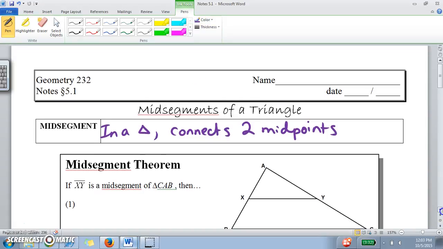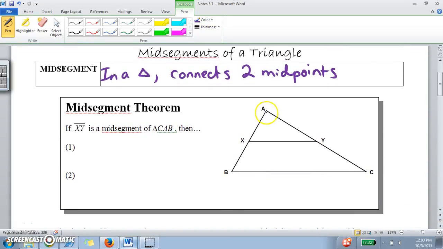So this is an example right here. We've got triangle ABC, and this segment right here, XY, is a midsegment because X is the midpoint of AB and Y is the midpoint of AC. So we've got two midpoints connected by a segment. This is called a midsegment.